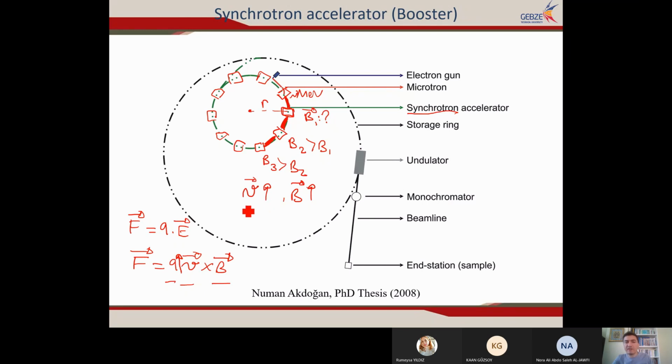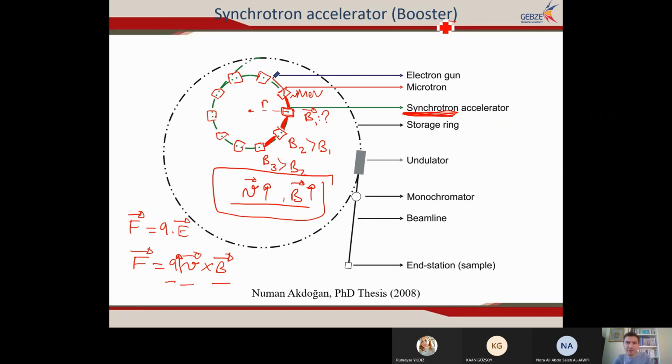So since this has been done in a synchronized manner, you increase the energy, velocity, you increase the magnetic field, increase the energy, velocity, increase the magnetic field. So you have to do this one in a synchronized manner. For this reason, the name is synchrotron, okay? It comes from the adjustment of magnetic field and energies of the electrons in a synchronized manner. For this reason, it is called a synchrotron accelerator.